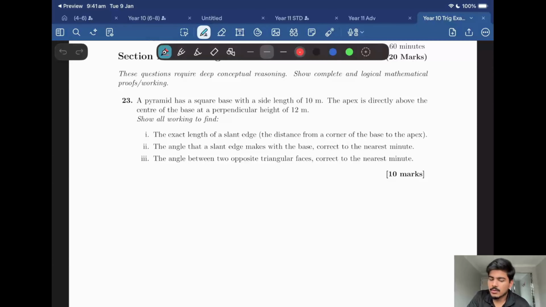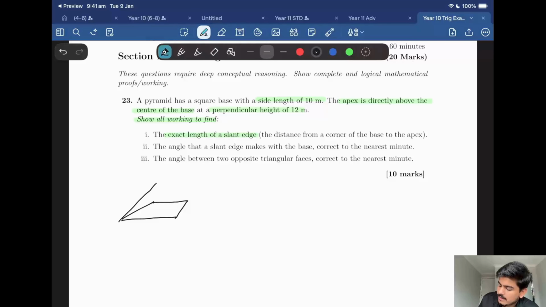Okay, so on to question 23. What we're trying to find here: a pyramid has a square base with side length of 10 meters. The apex is directly above the center of the base at a perpendicular height of 12 meters. Show your working out to find the exact length of the slant edge. If you guys see a pyramid, the pyramid looks something like this, right?